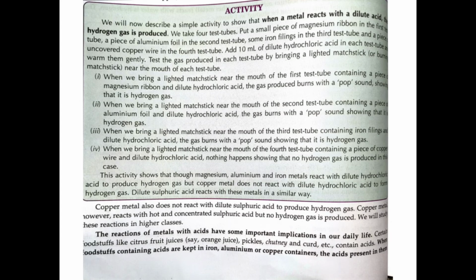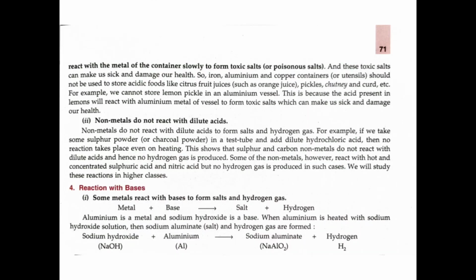So in our daily life we use citrus fruits, oranges, pickles, etc., which are acidic. So these reactions of metals with acids have some applications that we use in our day-to-day life. That means we are using aluminum utensils or copper utensils, so we can understand whether it will be reacting or not reacting. If we are using copper, it is good because it is an unreactive metal. So it is important for us.